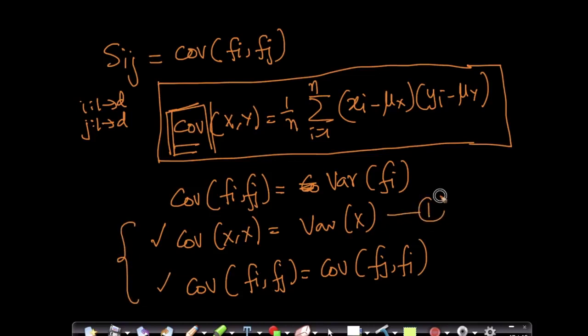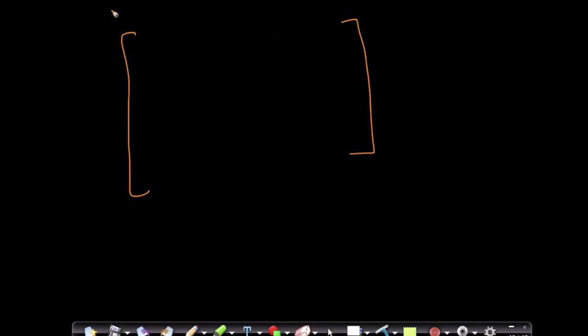Let's call this property 1 and property 2. The first property is covariance of x comma x is nothing but variance of x. The second property is symmetric, which means covariance of fi comma fj is nothing but covariance of fj comma fi. Now, having learned this, what does our covariance matrix look like?